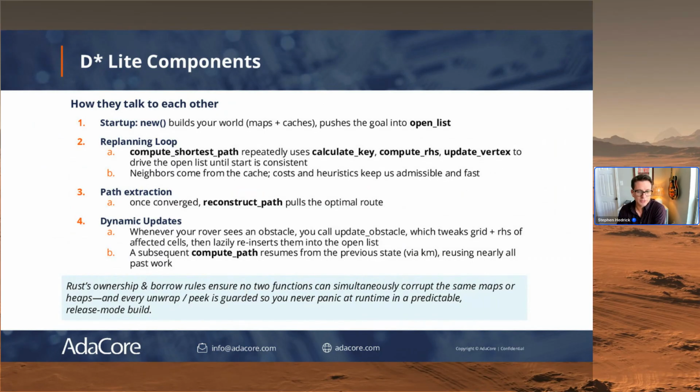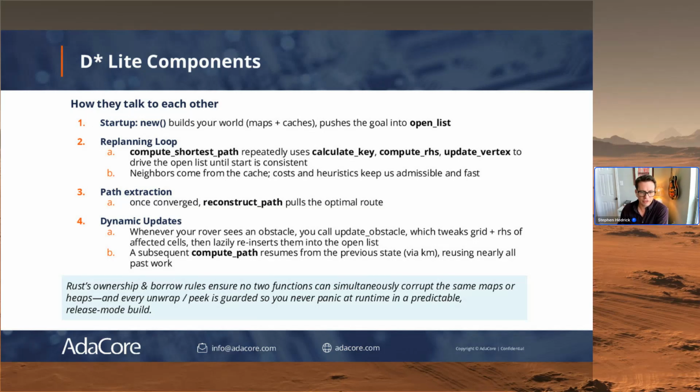And then we have these dynamic updates. So whenever a new obstacle is seen, update obstacle is called, tweaks the grid and the one-step look ahead, the RHS of affected cells, and then lazy insert updates the cells into the open list of nodes, and the subsequent compute path resumes from previous state. So again, reusing, it's that lazy look at it, reusing nearly all past work.